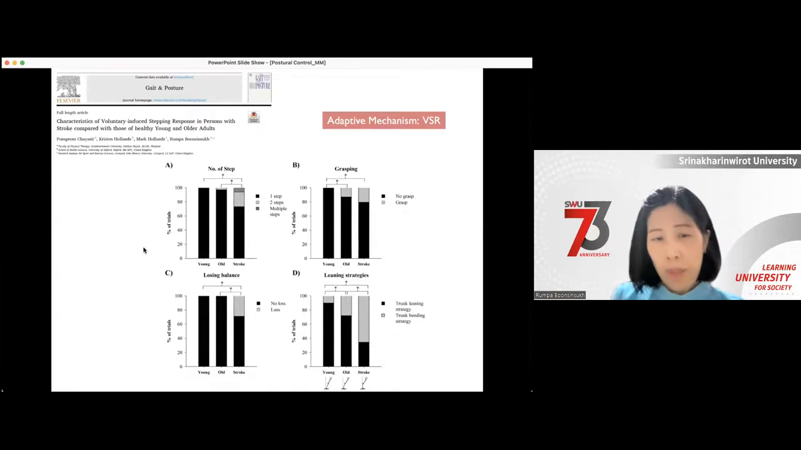We compared between stroke, older persons and young persons, and we found that persons with stroke, when performing VSR, use multiple steps more than old people and young people. They also use grasping response more than other groups, and they have more trials in which they lost their balance. And the strategy that they use is the trunk bending strategy, bending at the hip, as opposed to the trunk leaning strategy, because we want the leaning strategy.